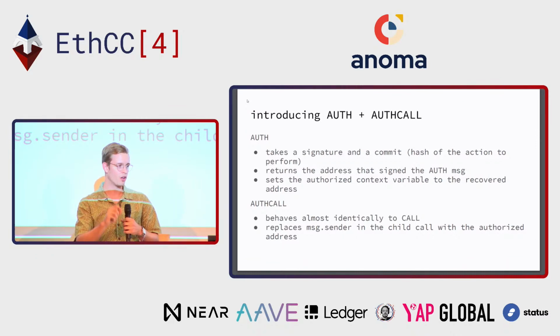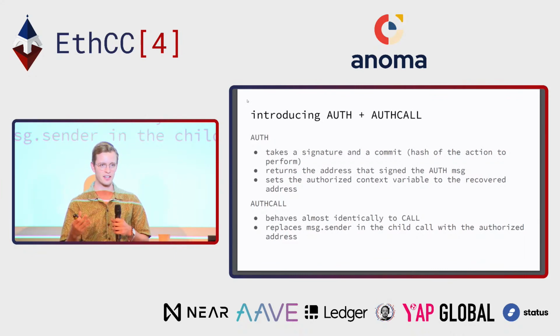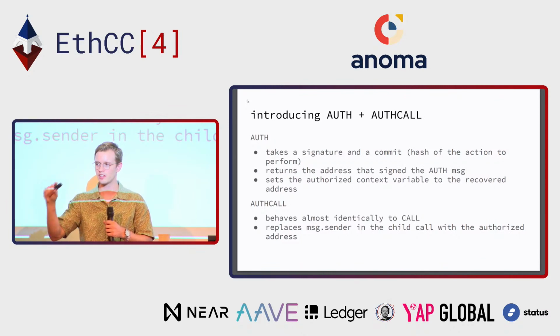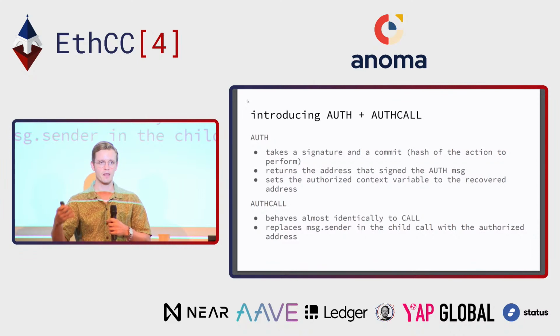Once you've called this auth opcode on a valid auth message, this context variable is set as the EOA that signed it, and then you can invoke the auth call opcode. It behaves almost exactly like the call opcode does today, with the slight caveat that it takes the authorized context variable and plugs it in as message.sender. And so this gives us this property: now we can arbitrarily set message.sender throughout the execution of a transaction.